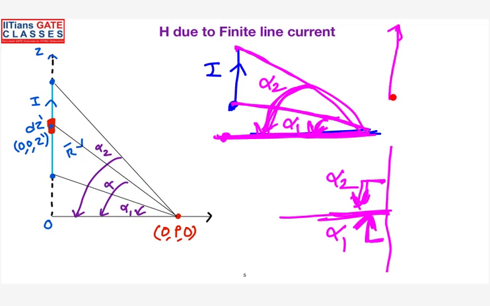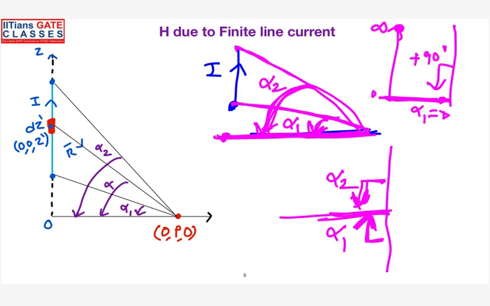Semi-infinite means it is extending from infinity to 0 only, and my observer is at 0. So what will happen? One angle is going to become something like this. So this is my alpha 1. Alpha 1 will be 0. And what will happen to alpha 2? Since this is extending infinitely, this line becomes like this, and alpha 2 is going to become plus 90.